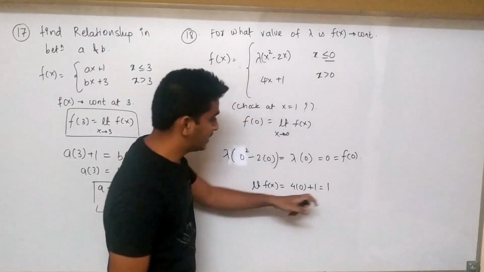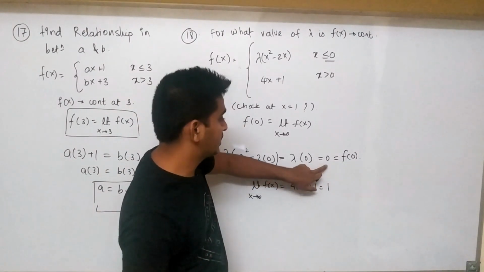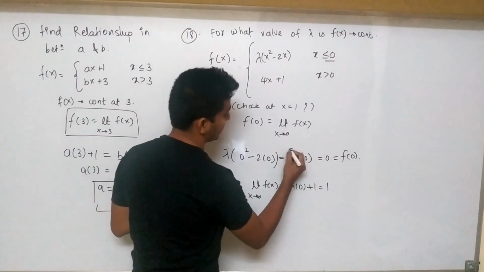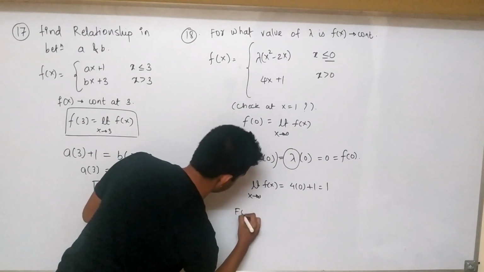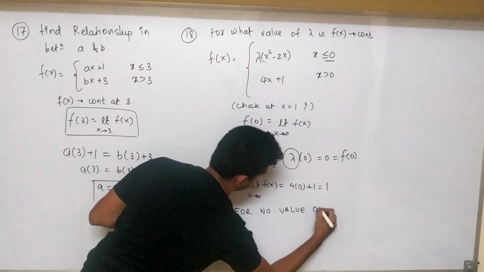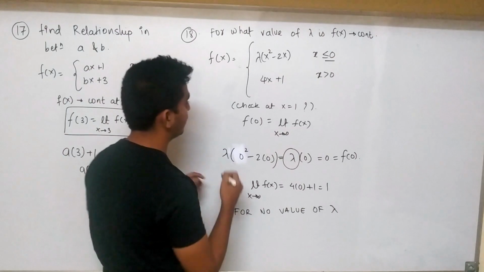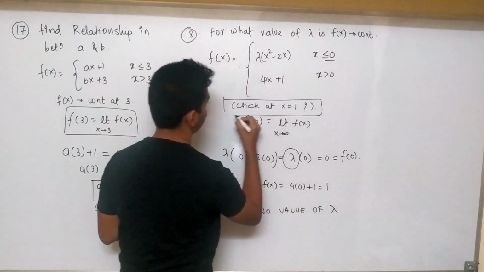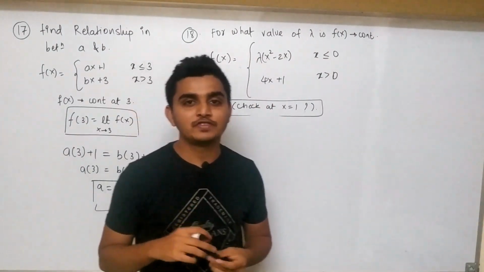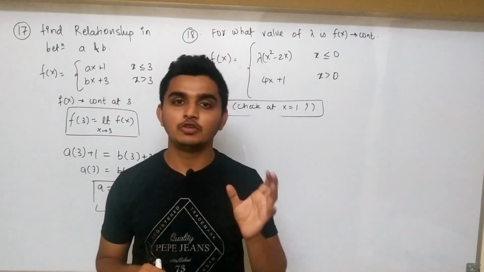So see, no matter what the value of lambda is, it is never going to be continuous, or rather these two values are never going to be equal. So we can say that for no value of lambda is the function continuous. Now we also need to check the function continuity at x equals 1. Okay, now we have seen that the function is not continuous for any value of lambda. Why? Since 0 is not equal to 1.